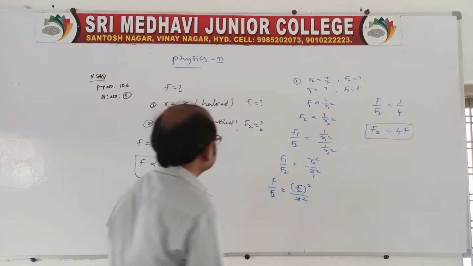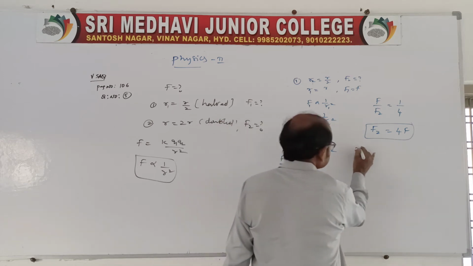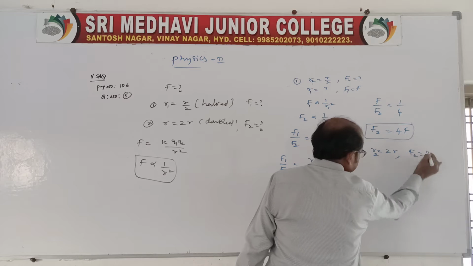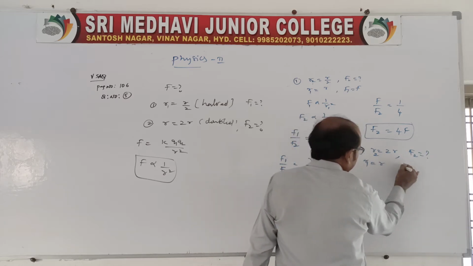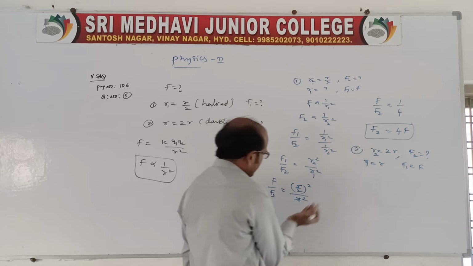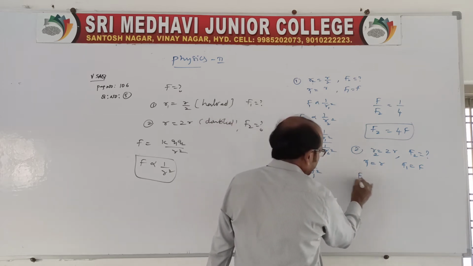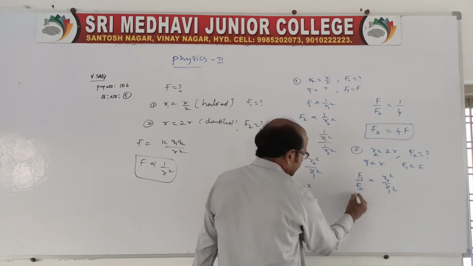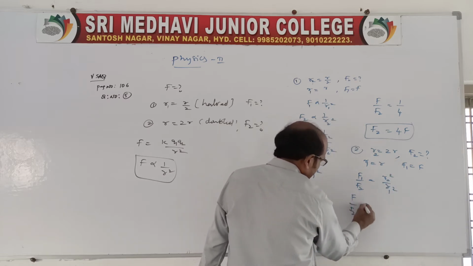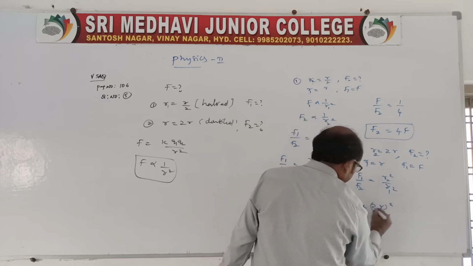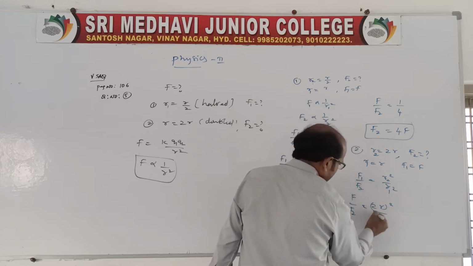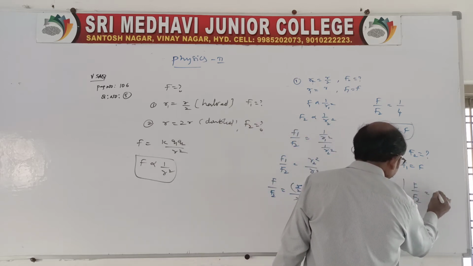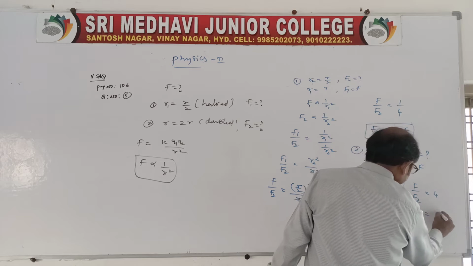And you go for the second one, that is, if R2 is equal to 2R, and F2 again is asked in the second situation, and R1 you take as R, and F1 you take as F. Directly you substitute here: F1 by F2 is equal to R2 square by R1 square. F1 will be F, F2 is asked, and R2 is 2R whole square by R square. So R square is cancelled, then F by F2 is equal to 4. So F2 is equal to F by 4.